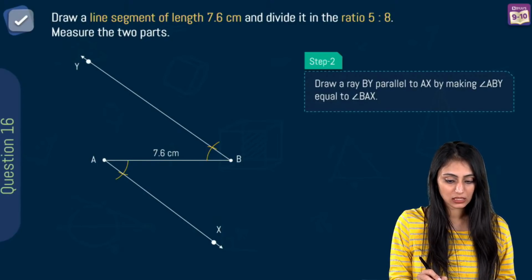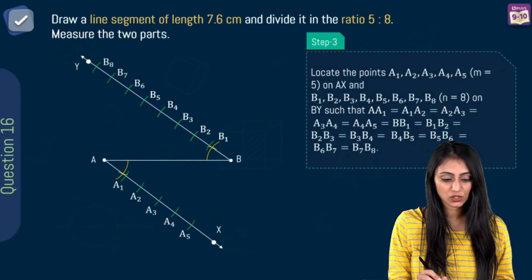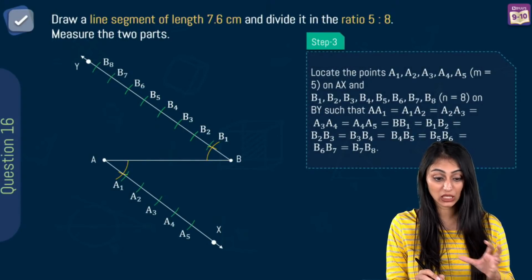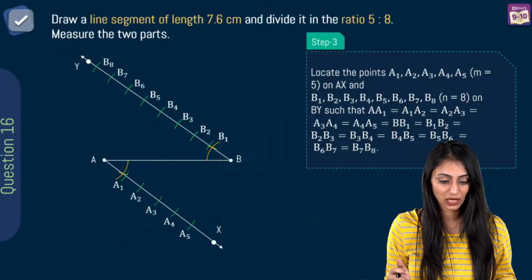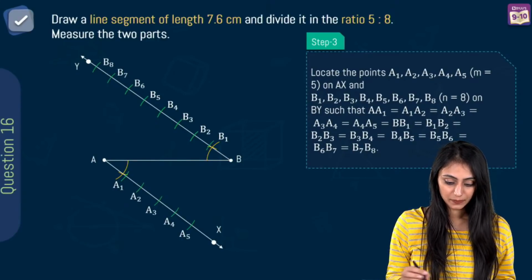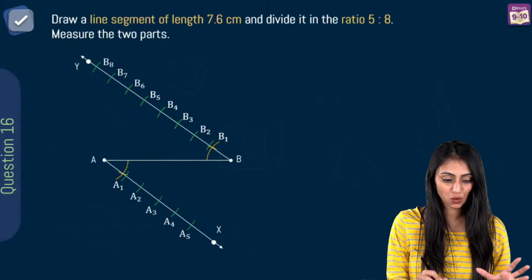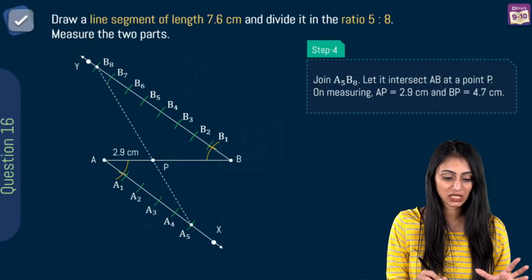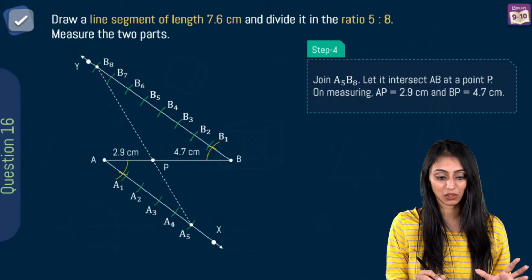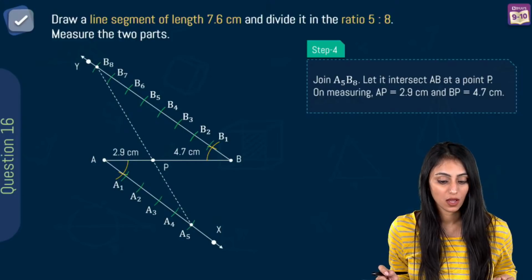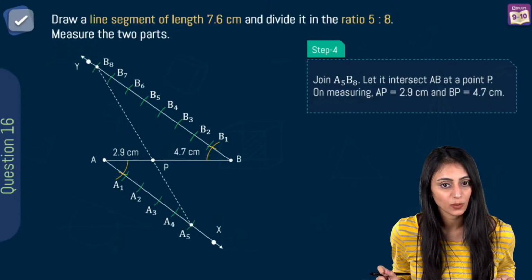Now we'll be putting arcs. Let's mark that as AY, A1, A2, A3, A4, A5, and these have to be equal. Similarly on the other ray as well, up to B8. Now this line segment is 7.6 centimeter. You will have to join A5 and B8. So AP would be 2.9 centimeter and BP would be 4.7 centimeter. So it's divided in the ratio 5:8.